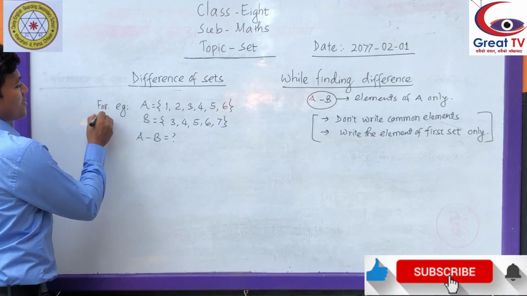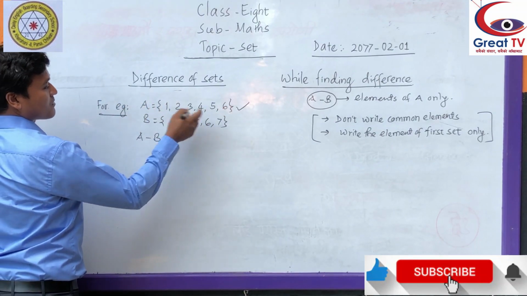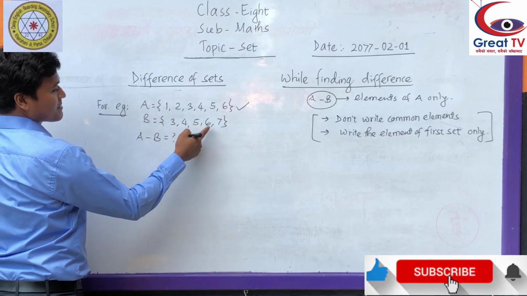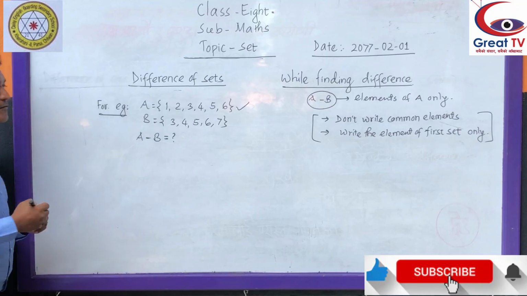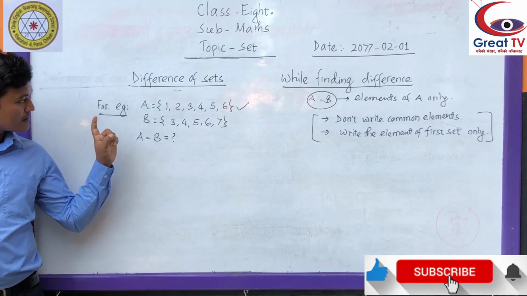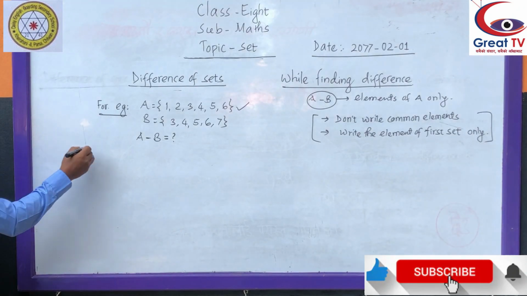Here, for example, if set A has some elements 1, 2, 3, 4, 5, 6, and set B has 3, 4, 5, 6, 7, then A difference B equals 1. This is the first example. Let us talk about how to find A difference B. That is, the solution is necessary.